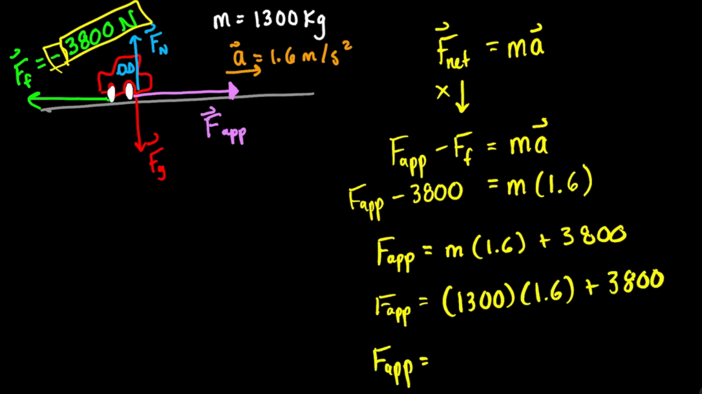So plugging this into our calculator, we get approximately 5,880 newtons as the magnitude. And if we want to indicate direction, we will put a vector sign and then put east, which makes sense because the acceleration was to the right. So our net force should also be to the right because net force and acceleration are always pointing in the same direction.